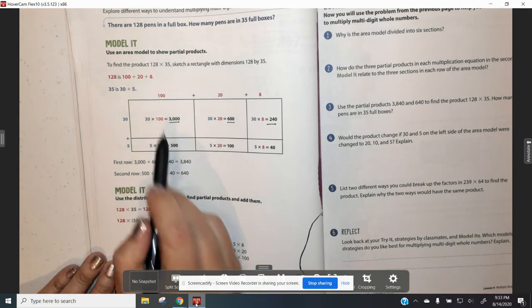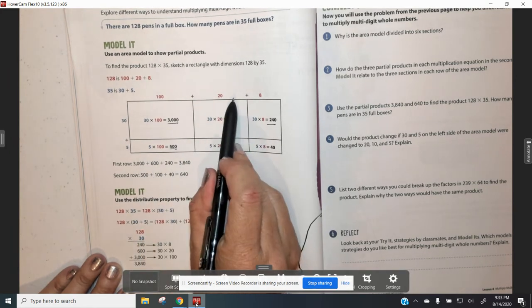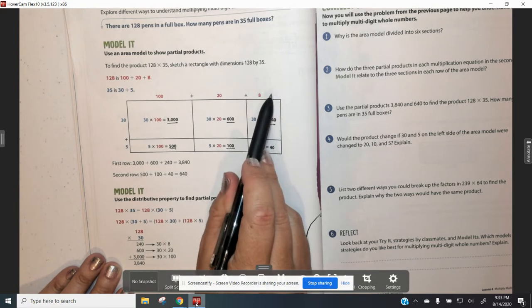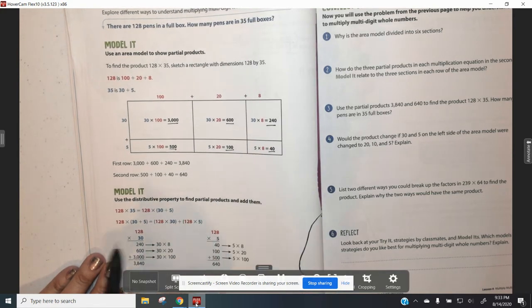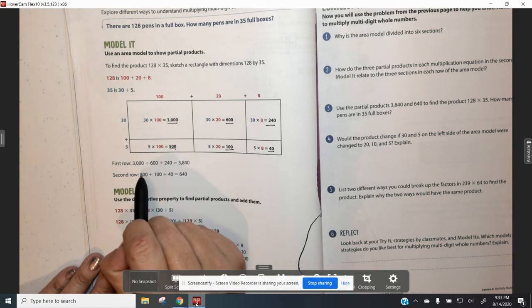Next, they did 5 times 100 and got a partial product of 500, 5 times 20 and got a partial product of 100, and 5 times 8 to get a partial product of 40. Finally, they added up all of the partial products.